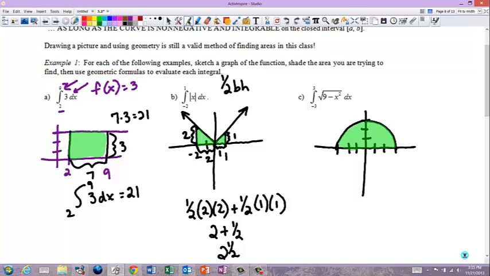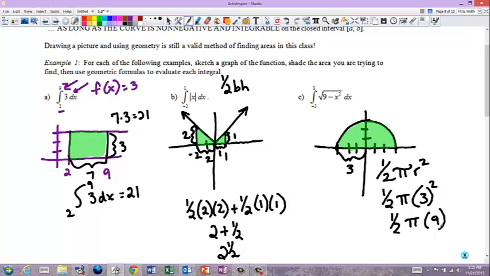This is a semicircle. From negative 3 to 3, pi r squared would be an entire circle, but this is half of a circle. R is 3, so it's 1/2 pi 3 squared. So it's 1/2 pi 9, so 9/2 pi. And that's the area, so it equals 9/2 pi.